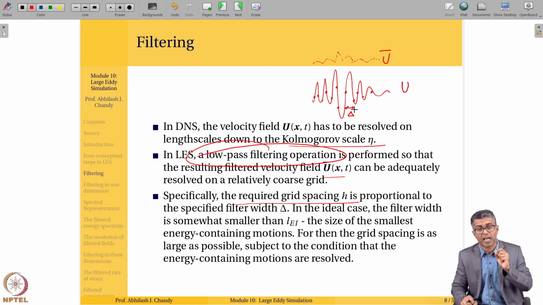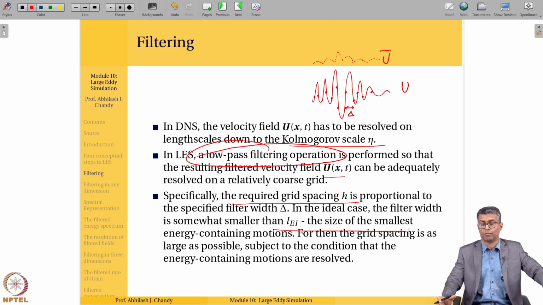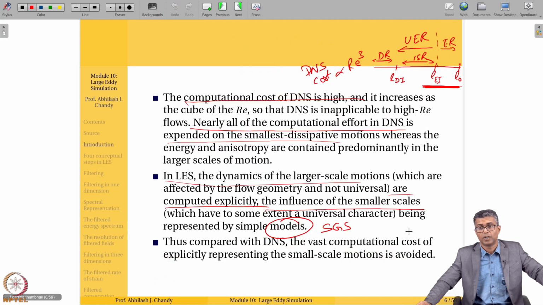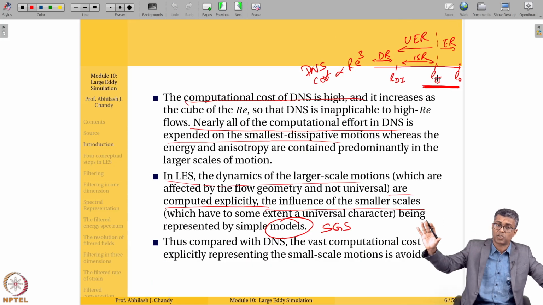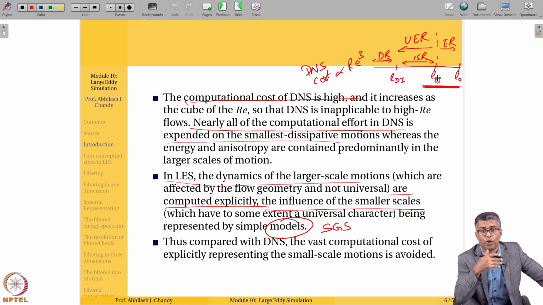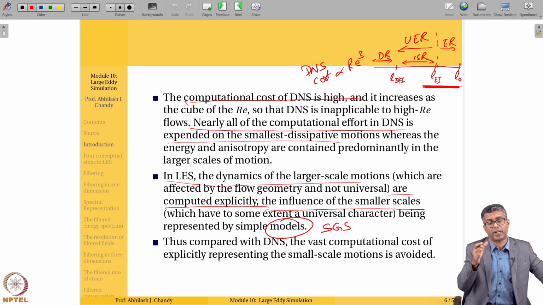And that required grid spacing H for the grid, because you're using a numerical method, you will need to have a grid. That required grid spacing H is going to be proportional to delta. Okay, now ideally you want delta to be slightly smaller than LEI, which is the size of the smallest energy containing motion, isn't it? It is the demarcation length scale, and I had drawn it earlier here. If I look at my length scale range, I have L0, which is the integral length scale. LEI is this demarcation length scale between large scales and the universal equilibrium range, or the small scales, which according to the Kolmogorov's hypothesis are isotropic and universal. And then I have this LDI, which is the demarcation length scale between the dissipation range and the inertial subrange.